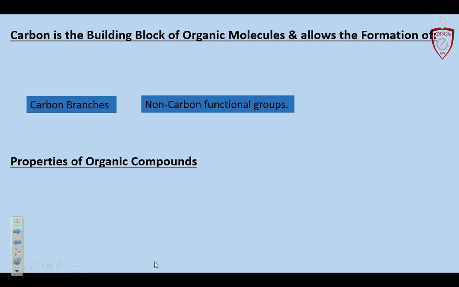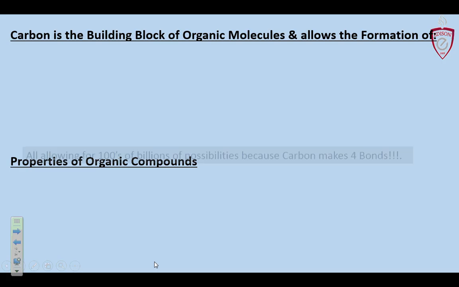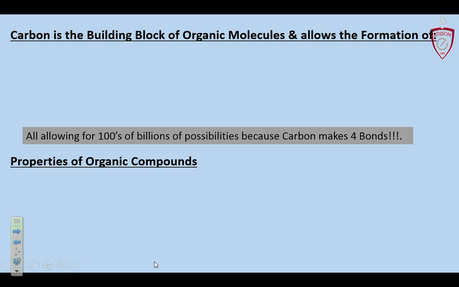Non-carbon functional groups can be added. There's a whole reference table that you'll see eventually. We can add nitrogen, oxygen, and halogens to carbon molecules, and it allows for more diversity. Tons of diversity, in the hundreds of billions of possibilities, all because carbon makes 4 bonds. Your DNA is unique to you because of carbon chemistry. And 7 billion people on the planet have 7 billion different codes of DNA.